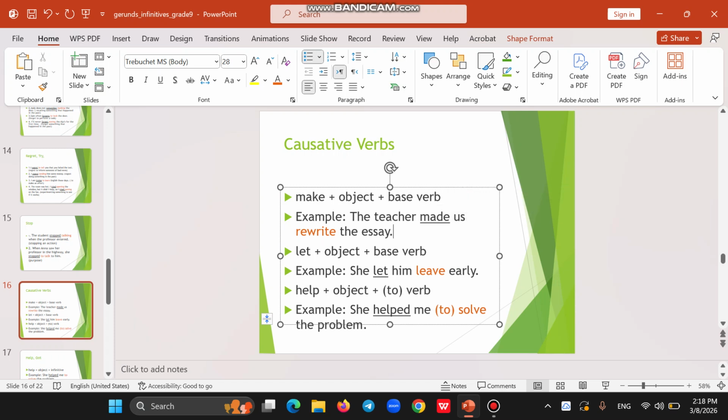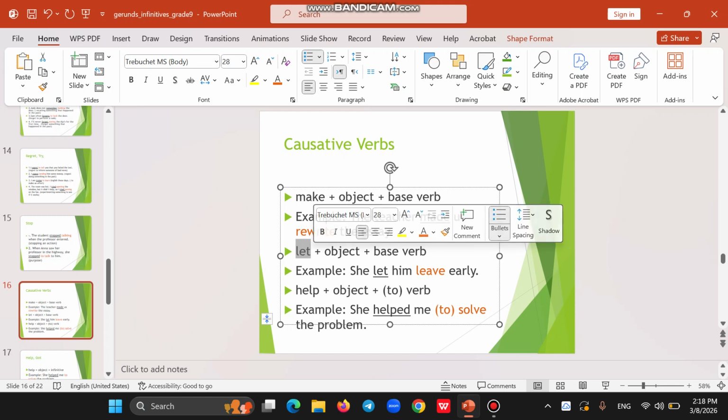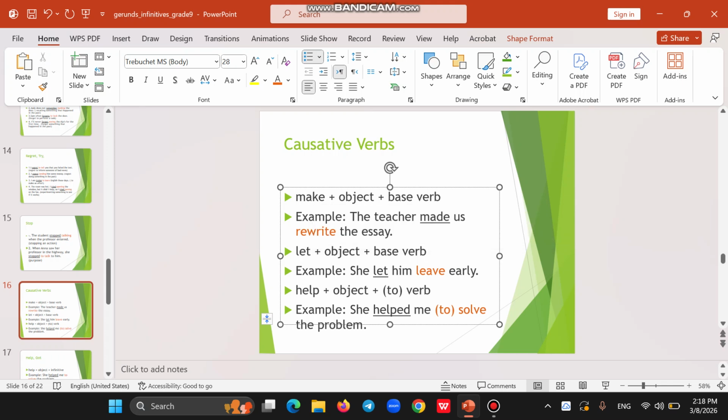Number 2, the second causative verb is let. Let here is a causative verb. It is followed by an object and the base form of the verb, meaning neither a gerund nor an infinitive. She let him leave. We can't say she let him to leave. She let him leave early.